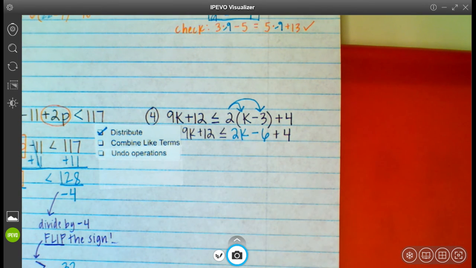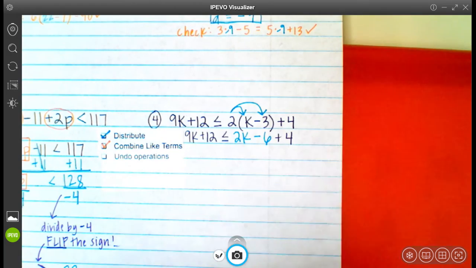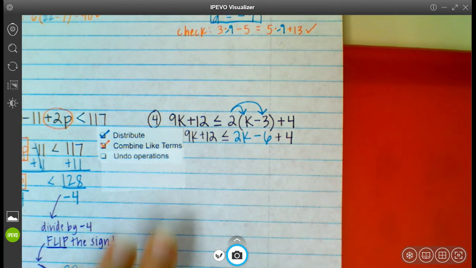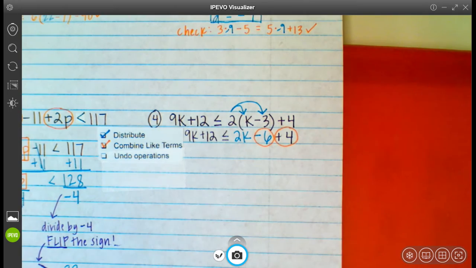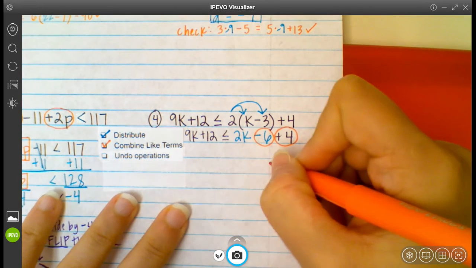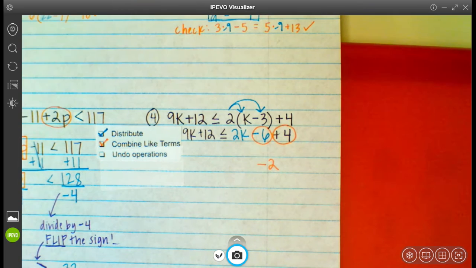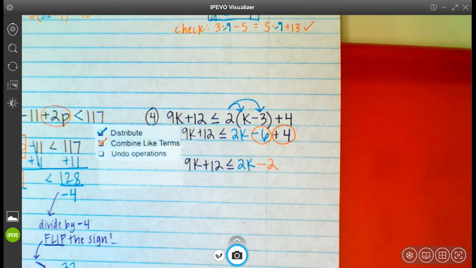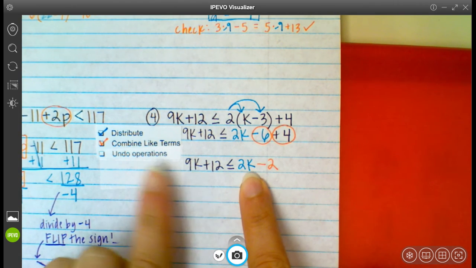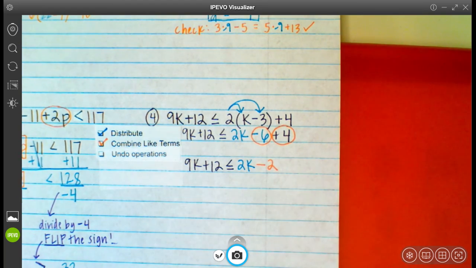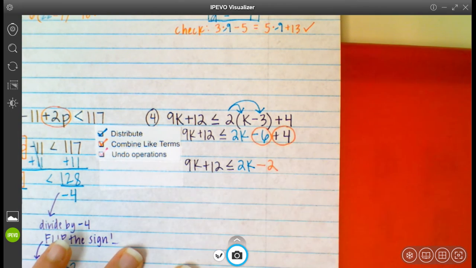We should all notice that there are 2 little pieces here that we can combine like terms with, which in fact means that we can smush them together. So negative 6 can add to 4, and negative 6 plus 4 ends up giving us negative 2. And everything else comes down as well. Once we combine our like terms, notice we have 2 k's on opposite sides. So we need to make sure we undo their operations and put them on one side together. So the easiest way to do that is to move your 2k over to your 9k.